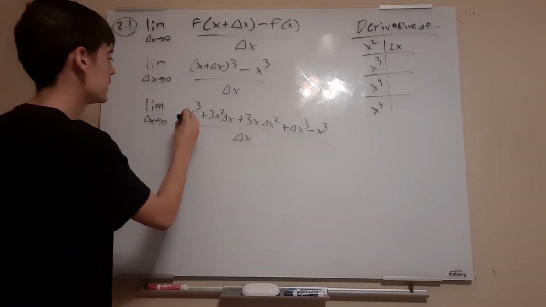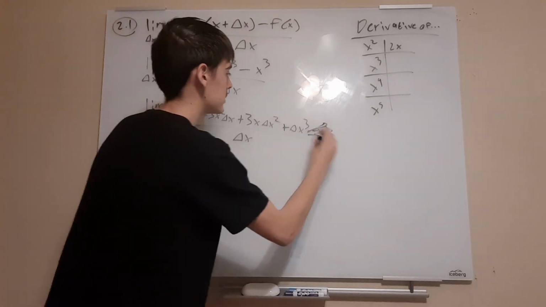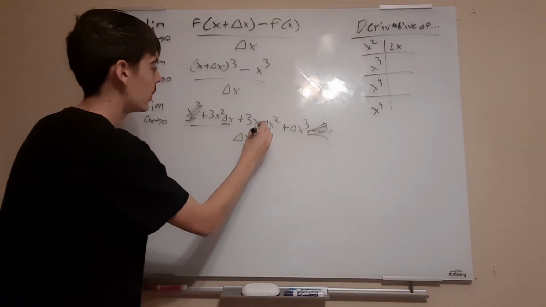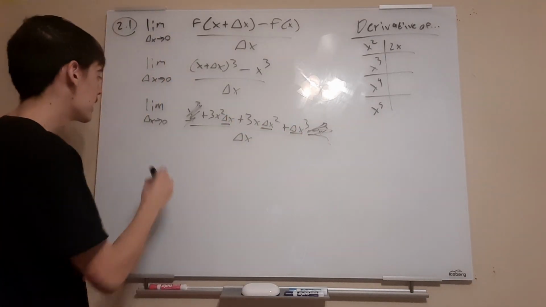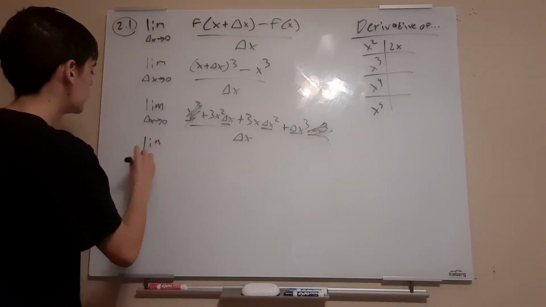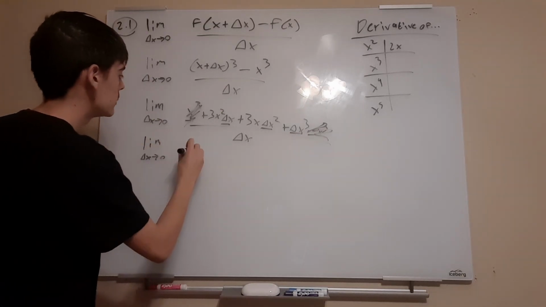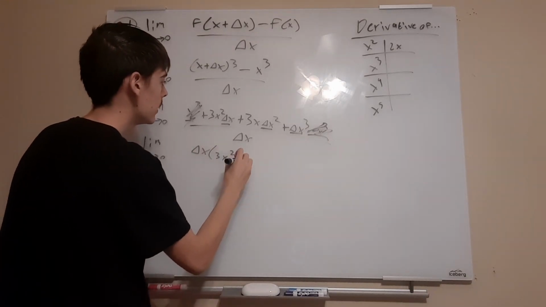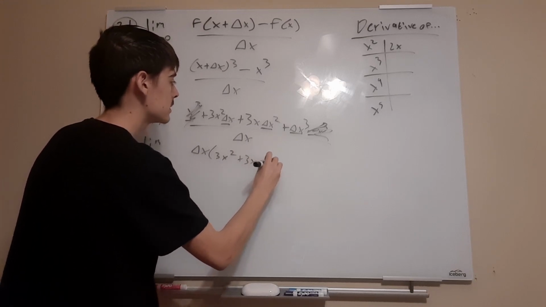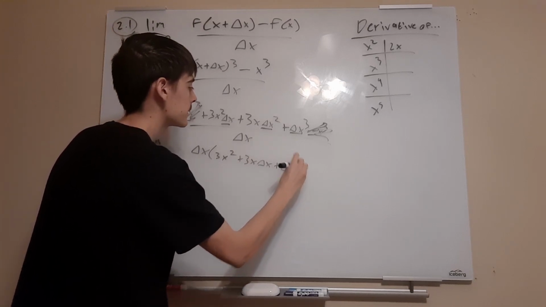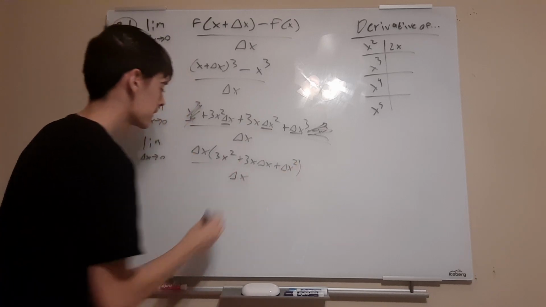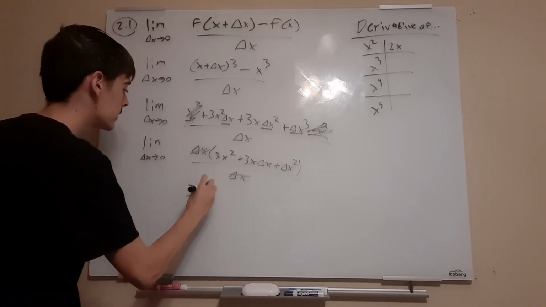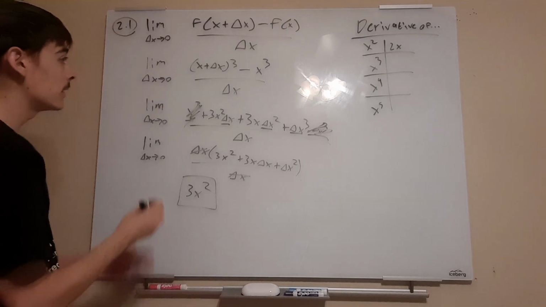And at this point, we do kind of the same thing. We notice there's an x cubed and a minus x cubed. So those terms go bye-bye. And in this case, we're just going to notice that all the terms have a delta x in them again. So we're going to factor that out once more. So now we'll have the limit as delta x approaches 0. We have that delta x we factored out. And what remains is 3x squared plus 3x delta x plus delta x squared. And that's all over delta x. So now if we cancel these delta x's and then we direct substitute, we're just going to get 3x squared, and that will be our answer for the derivative of x cubed.